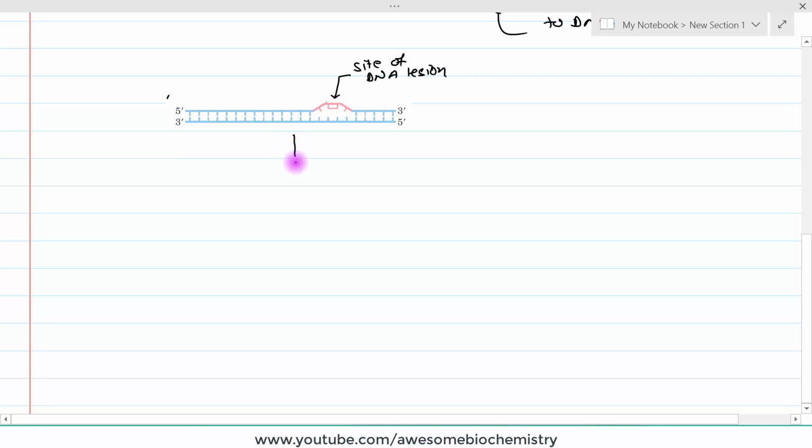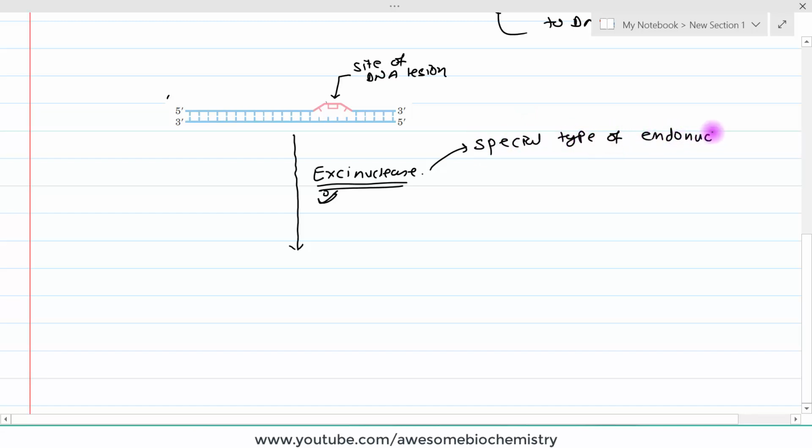Now, what happens? In our body there is one special class of enzyme. Its name is excinuclease. You must be wondering what is excinuclease? We have heard the names of exonuclease and endonuclease. Now, what variety of nuclease is this? It is nothing but a special type of endonuclease. Now, why is it a special type of endonuclease?